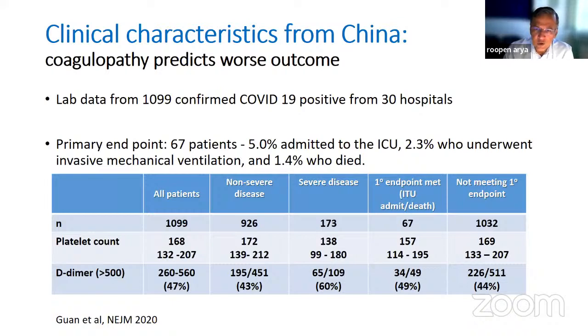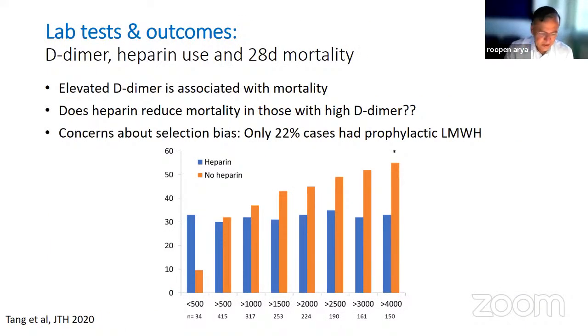And again, there were a lot of early studies in March, April time from China, which showed that coagulopathy predicts worse outcomes in critical care patients. And also the idea that heparin might have a role in improving outcomes came into being, but this was a very biased early study with only 20% of the patients receiving thromboprophylaxis. So there were significant concerns around selection bias of these studies.